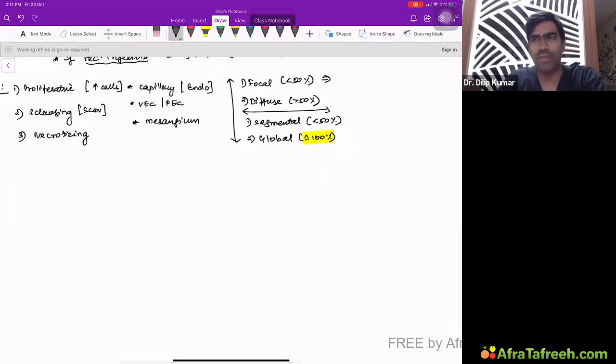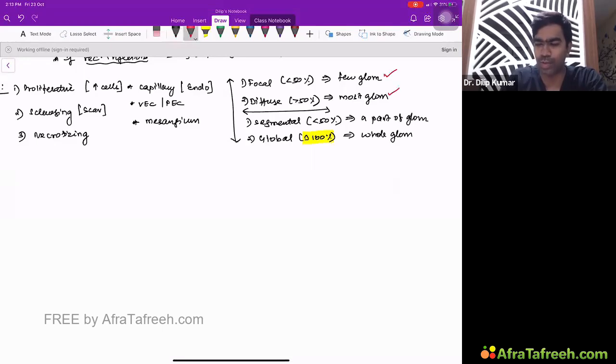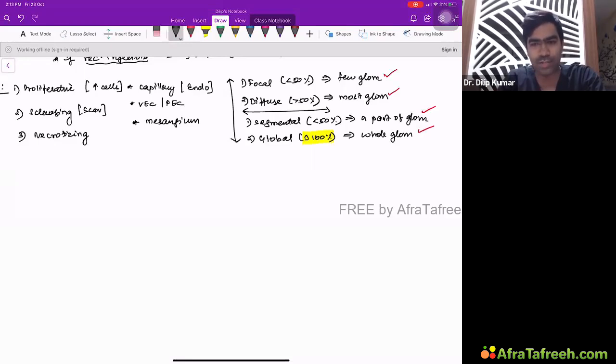So if you want to put it in secondary terminology, from pathological points, few glomeruli are involved. Most glomeruli are involved. That's all. You can tell it like that simply. Or segmental means a part of the glomerulus is involved. Global means the whole glomerulus is involved. So I think now this terminology will make sense. So few glomeruli, most glomeruli, part of a glomerulus, whole glomerulus. So this is what we call segmental versus diffuse.